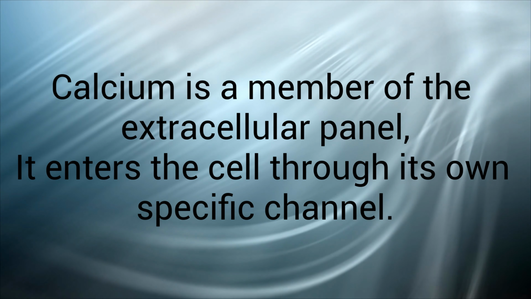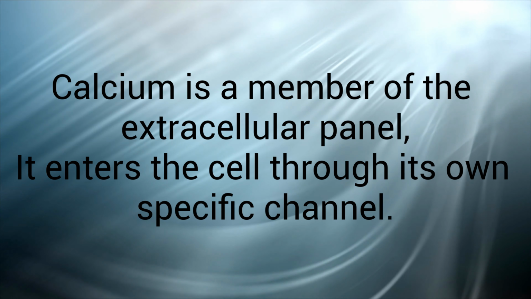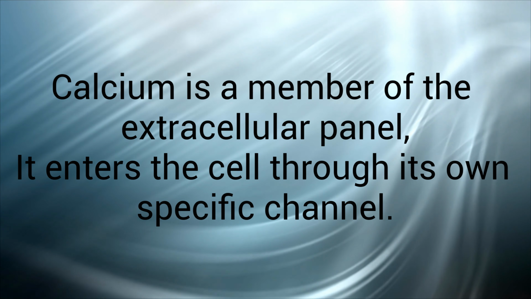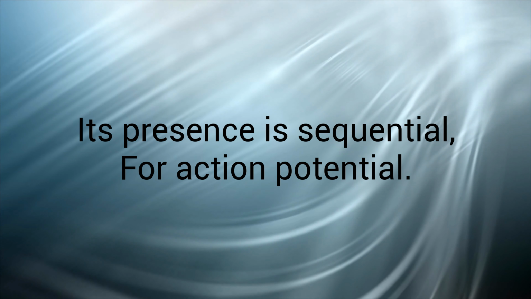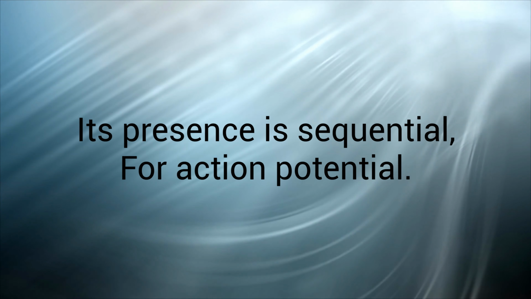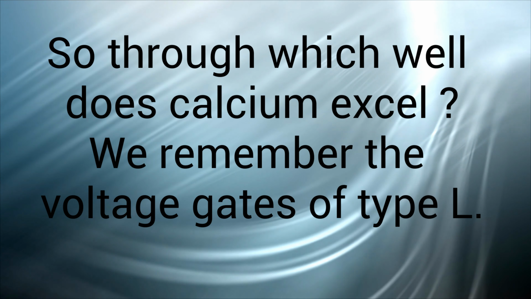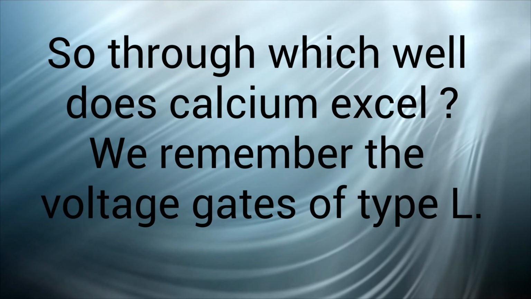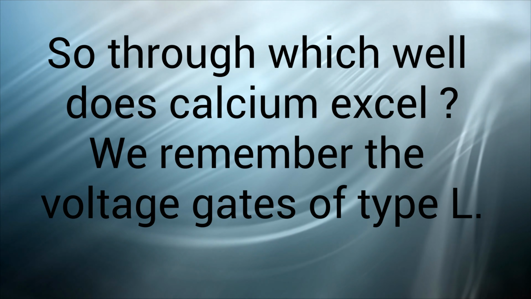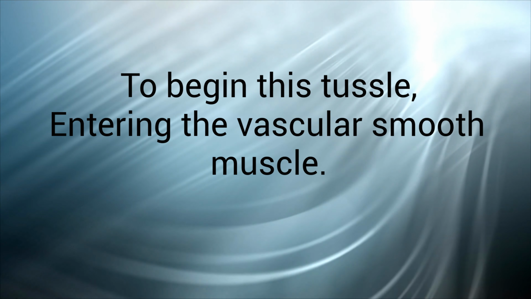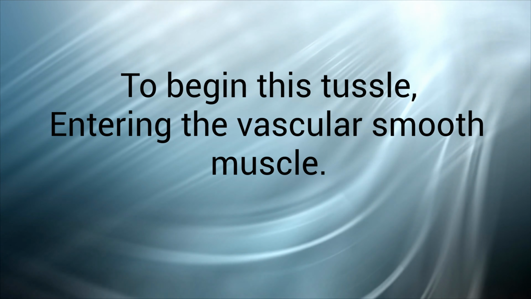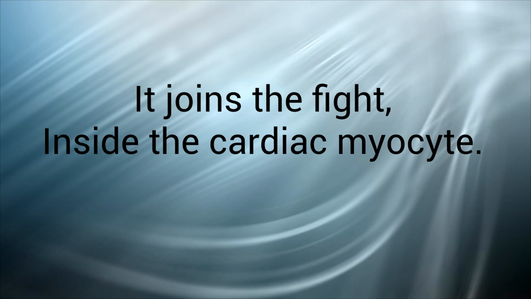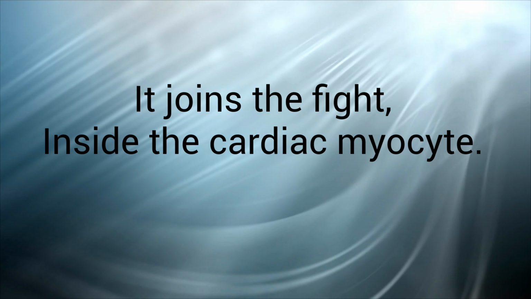Calcium is a member of the extracellular panel. It enters the cell through its own specific channel. Its presence is sequential for action potential. So through which well does calcium excel? We remember the voltage gates of type L. To begin this tussle, entering the vascular smooth muscle, it joins the fight inside the cardiac myocyte.